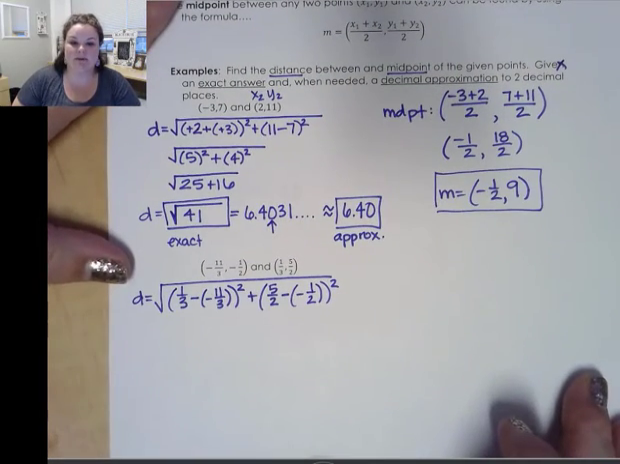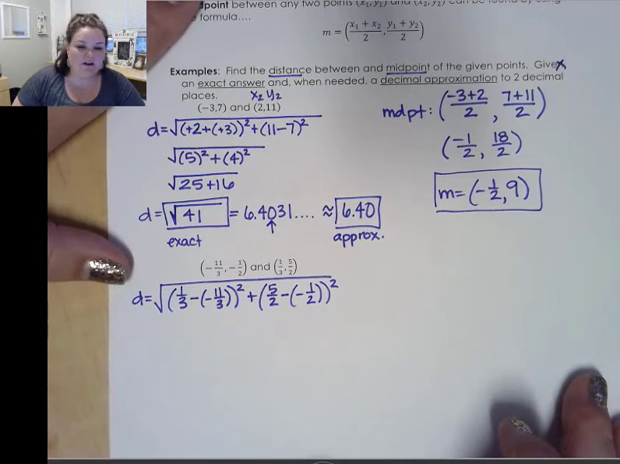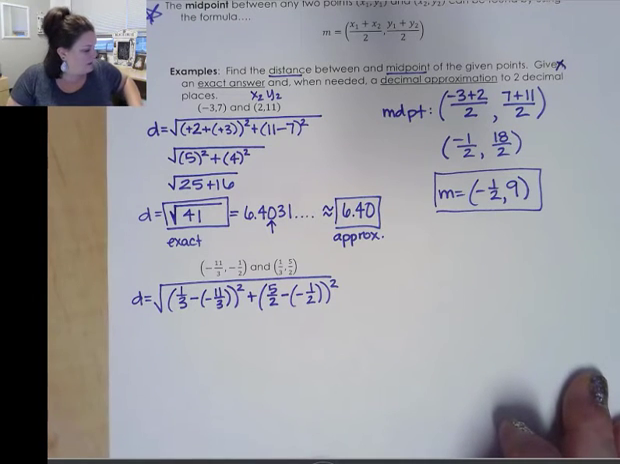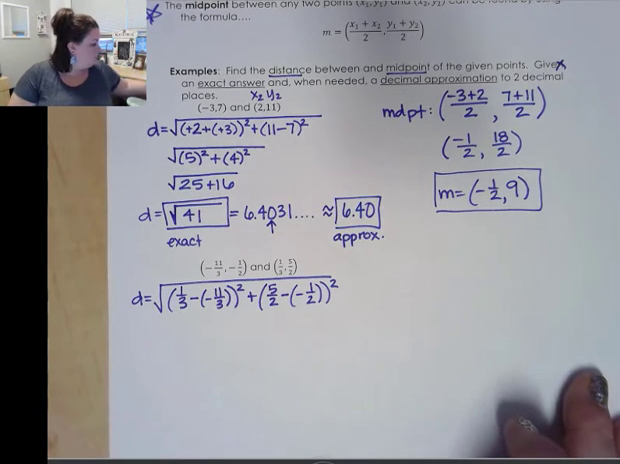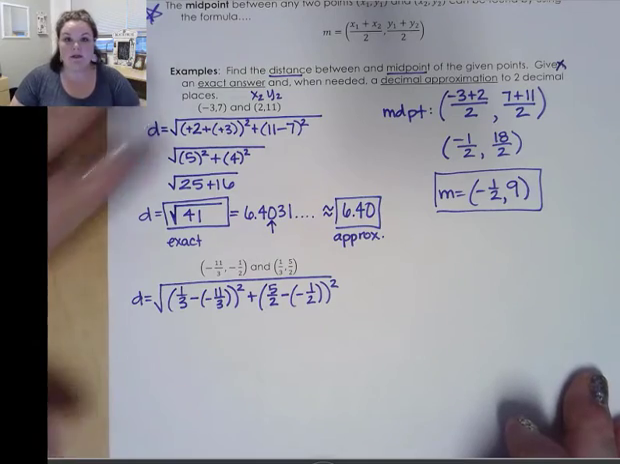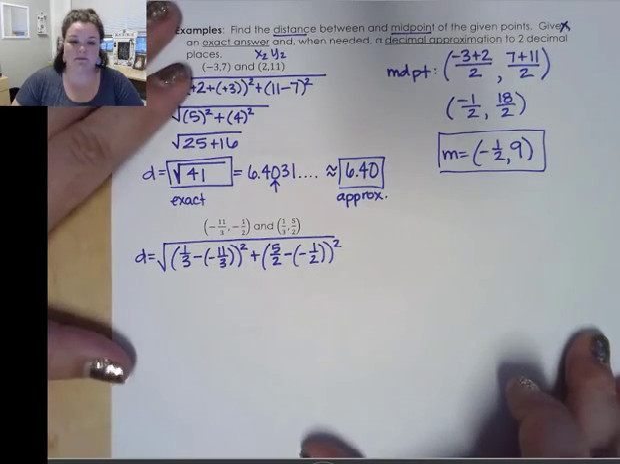Okay, so I'm going to scoot this up a little bit. All right, so now I need to do some simplifying, right? Oh, my elbow keeps hitting this. Okay, so now I need to do some simplifying.